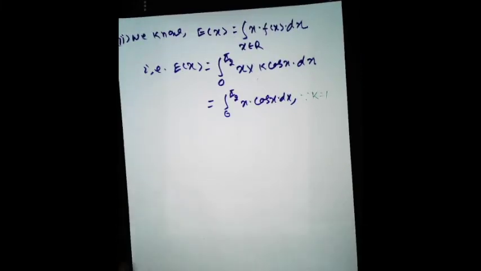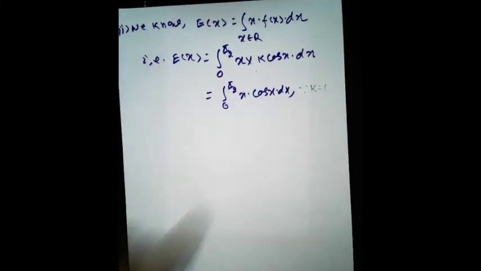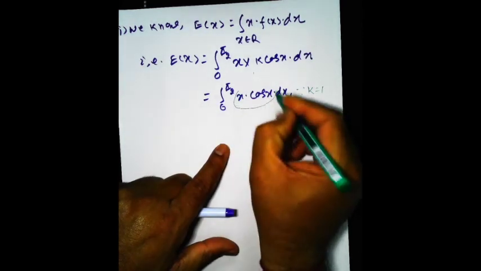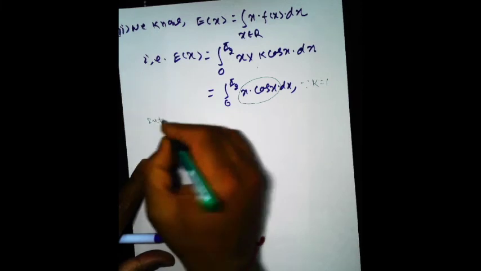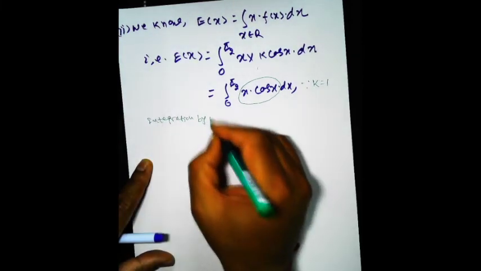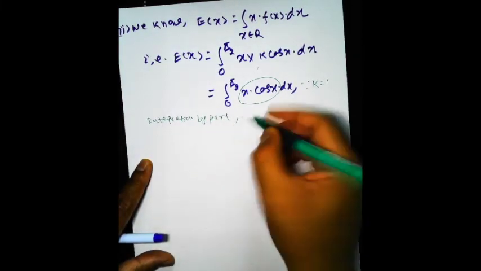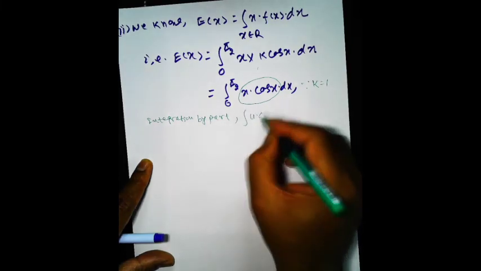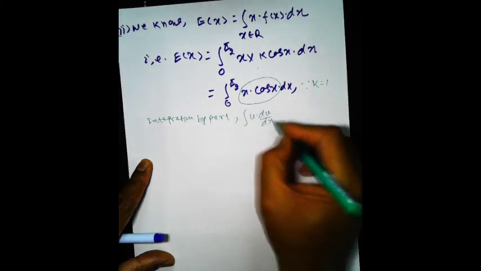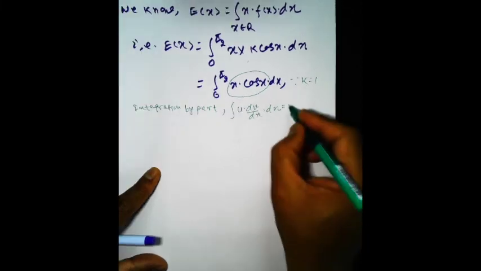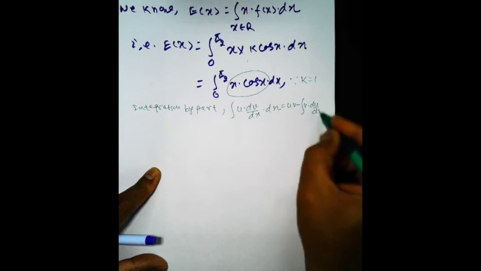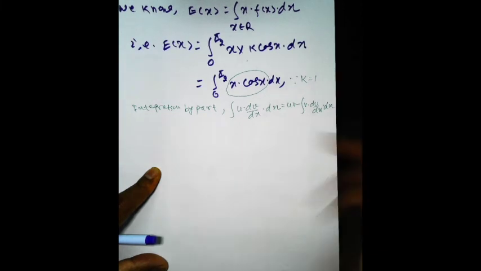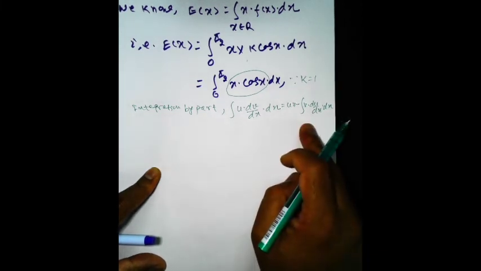So this is the integral from 0 to pi by 2 of x cos x dx, since we have found that k equals 1. And now you can see that the function is in terms of a product of x and cos x. So here we require integration by parts, and this formula states that the integral of u times dv by dx dx equals uv minus the integral of v du by dx dx, or du by dx times v. You can write that way also, and this sort of formula you can find in the Cambridge formula booklet also.